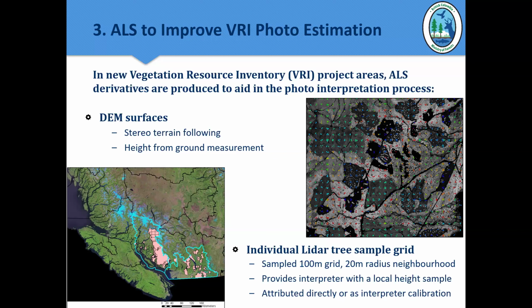In the lower left graphic here, you can see the Sunshine Coast is ongoing right now, and the pink areas show where the LiDAR is available. And then also on the lower mainland is the Fraser TSA, which has been completed. So we've used this supplemental LiDAR data to help with these photo interpretations. The LiDAR individual tree sample grid is generated over a 100-meter grid with a 20-meter radius neighborhood, and it helps to provide the interpreter with a local height sample. It can be directly attributed or used as an interpreter calibration.